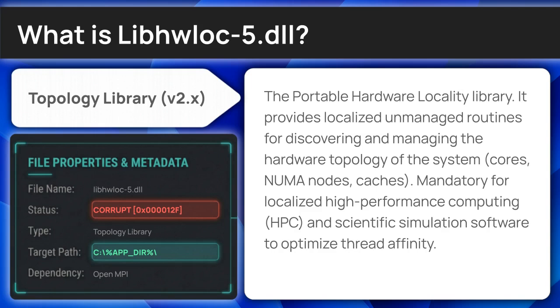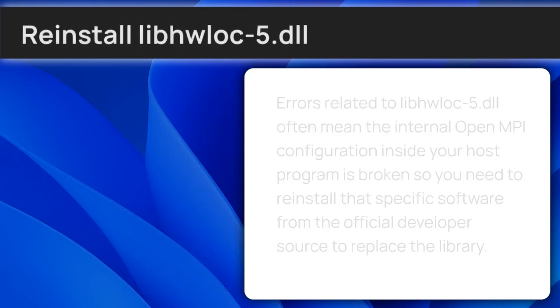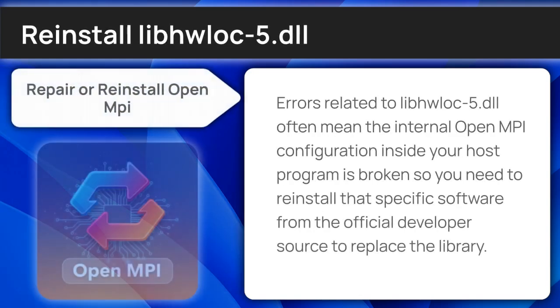Now that you have the context, let's move into the repair process with a fresh installation. Errors related to libhwloc-5 library DLL often mean the internal Open MPI configuration inside your host program is broken, so you need to reinstall that specific software from the official developer source to replace the library.